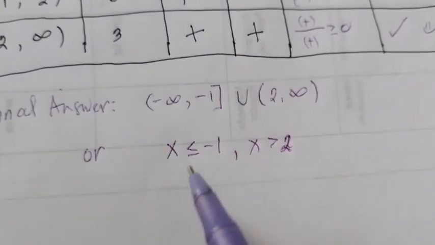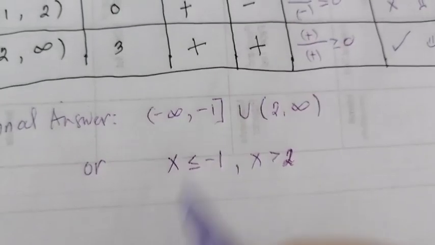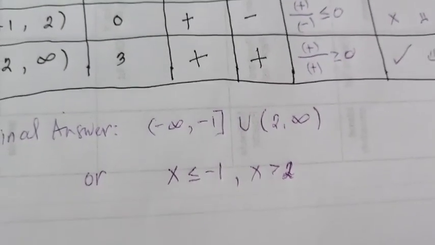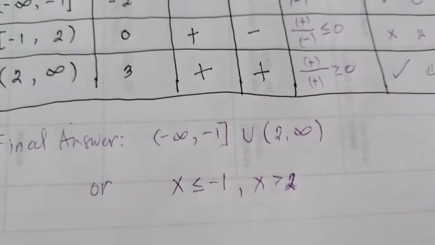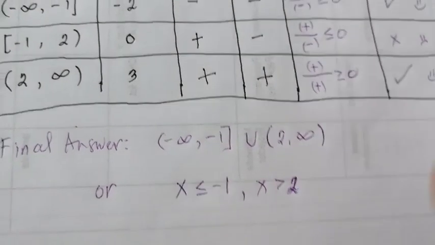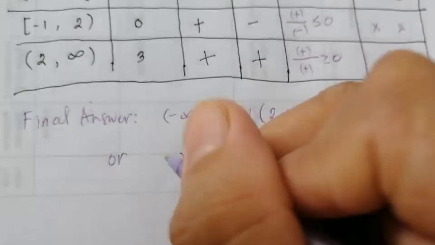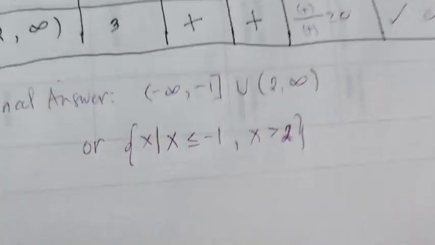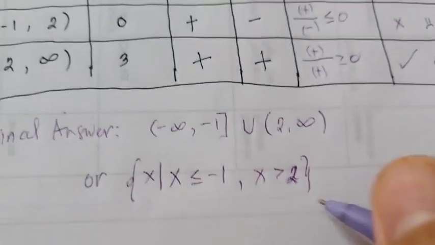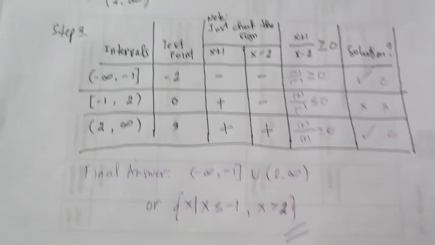So, kung naka-solution set, pwede namang yung set of all x such that x is less than or equal to negative 1 or x is greater than 2. So, pwede naman yung ilalagay natin sa parentheses. Okay? Set of all x such that. Kung naka-set builder notation. Okay? So, this is it, guys.